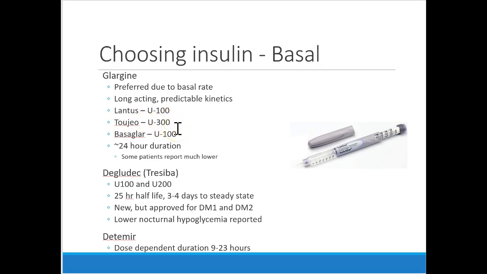U300 or U100, what this means is how many units per mil of insulin. So most insulins come as U100. They're 100 units in a mil. Toujeo is a more concentrated product. It's 300 units per mil, which makes it maybe inherently a little bit more dangerous. However, again, it comes as a pen, so you're dialing back to the unit.